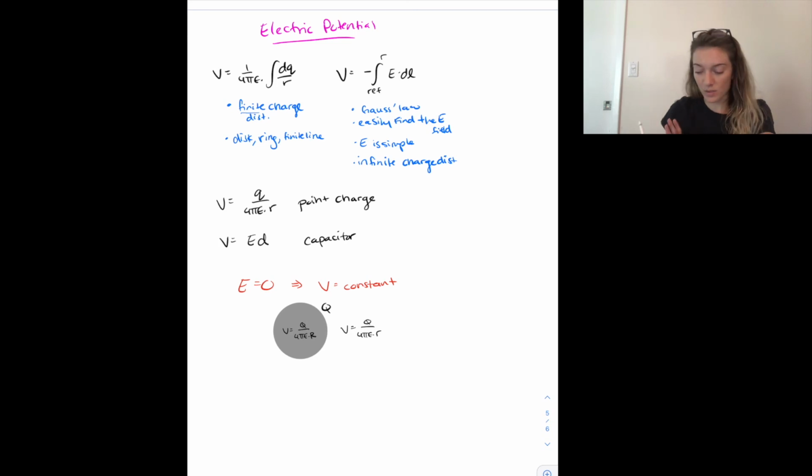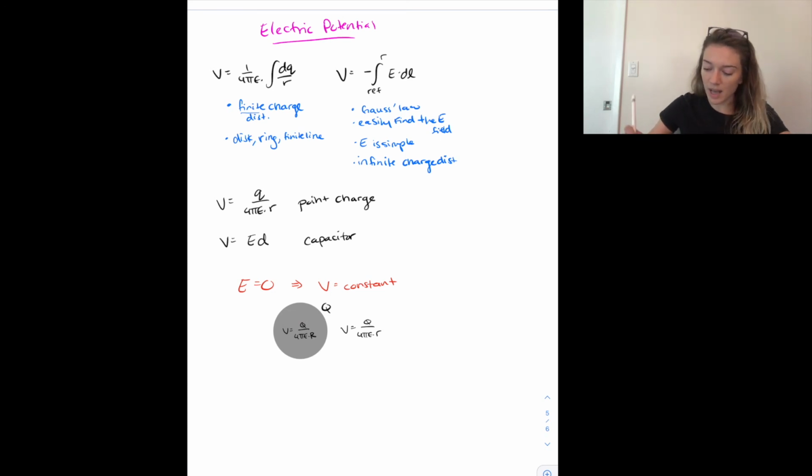Or the other way you could know it is you don't have to integrate at all, and you can just say, well, I know my potential is continuous. And if my potential is continuous, and I know that it's constant inside the sphere, then whatever value it is at the surface, it has to be that same value all the way through the sphere. Because if it's constant and continuous, it can't be anything else.